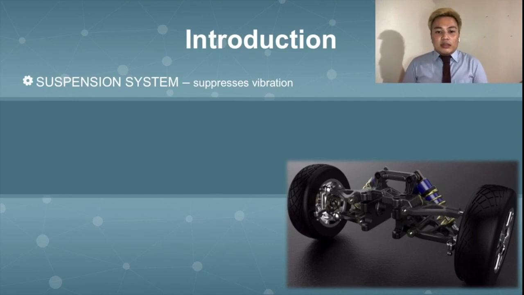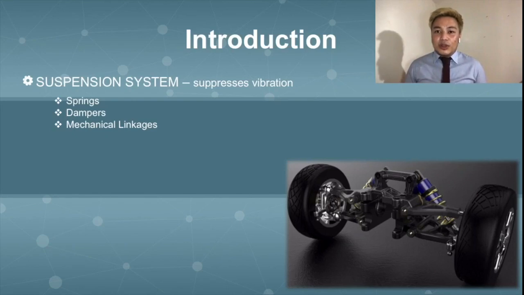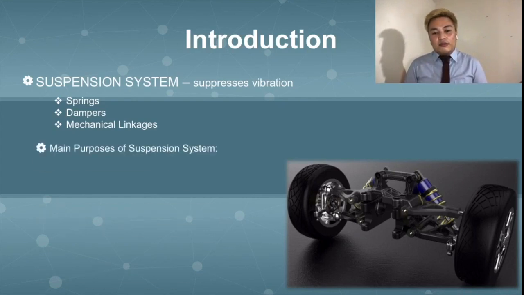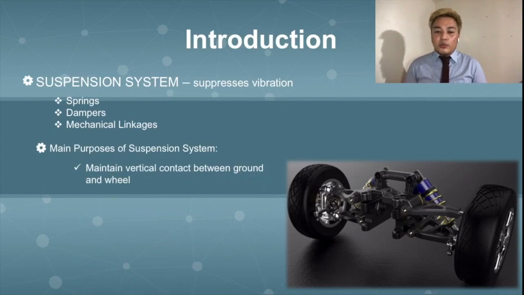We know that the suspension system consists of the springs, dampers, and mechanical linkages. These mechanical linkages are connected all together to create a not so sophisticated system that will ensure comfort and safety for the vehicle occupants. Here are the main purposes of a suspension system. First is to maintain vertical contact between ground and wheel. This is important for your car to keep moving.